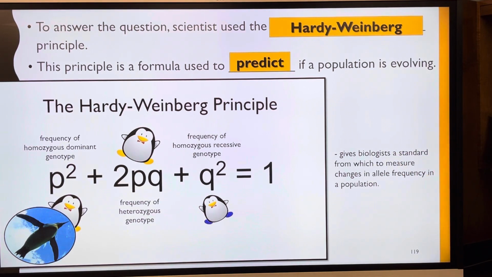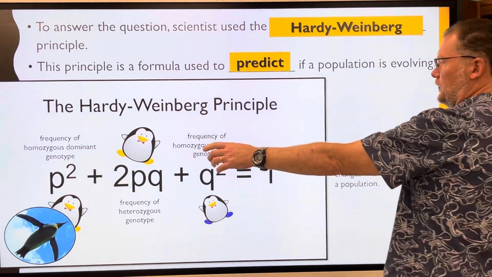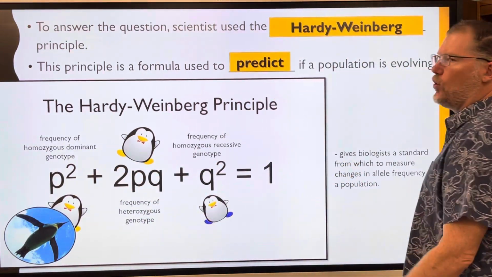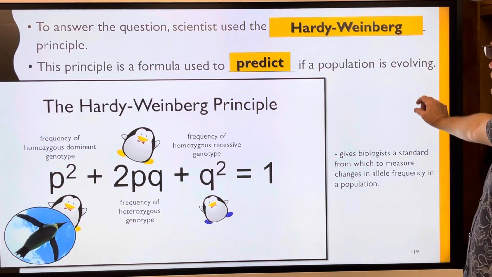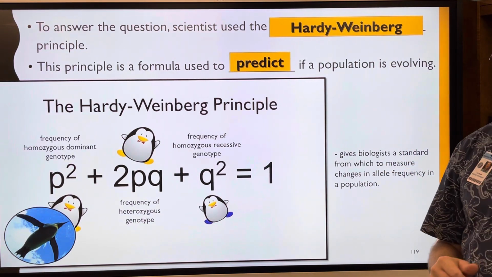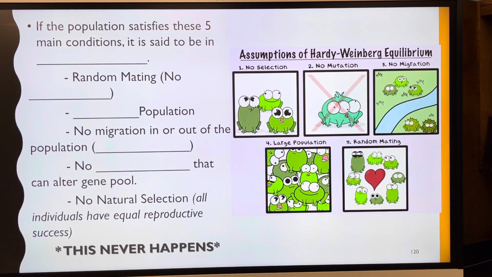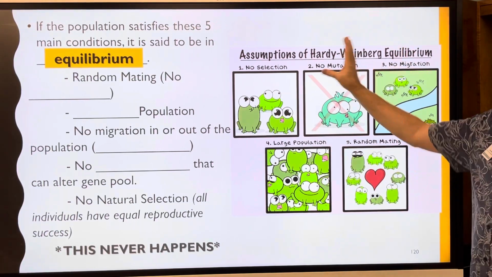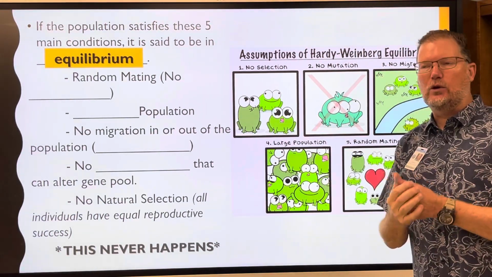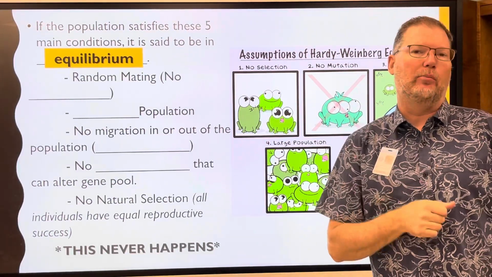It gives biologists a standard from which to measure changes in allele frequency in a population. So you would put in these different pieces of information and you would solve for the formula. It's actually not too challenging, but we don't have to know the formula, just what it's used for. Predict if the population is evolving by measuring changes in allele frequency in the population. So if a population satisfies these 5 main conditions in the Hardy-Weinberg equilibrium, 1, 2, 3, 4, 5, which we're going to go over here, it is said to be what's called an equilibrium, and there's no evolution happening, okay?